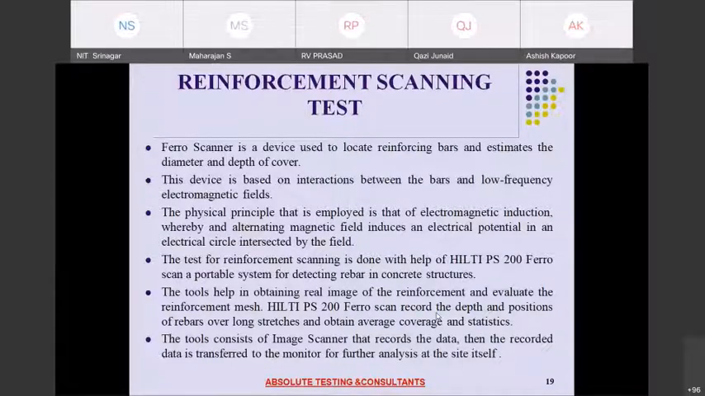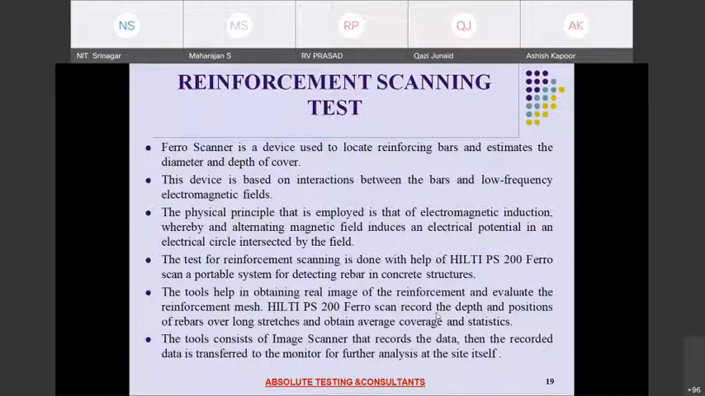This device is based on the interaction between the bars and low frequency electromagnetic fields. The physical principle that is employed is electromagnetic induction, whereby the alternating magnetic field induces an electrical potential in an electrical circuit intersected by the field. When there is an interaction of this field, it gives a beep kind of sound, and it tells you that there is a reinforcement embedded, or there is some ferrous material embedded in your concrete.